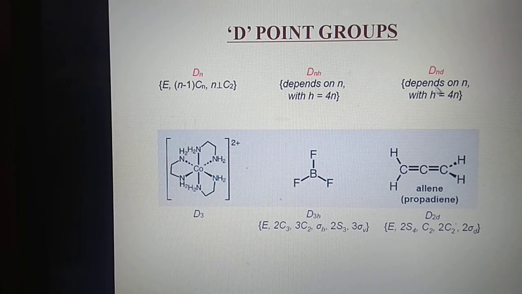Next is the Dnd, where in addition to identity there must be C2 axes perpendicular to the principal axis, and there must be the presence of sigma d and absence of sigma h. Here the example is allene molecule.